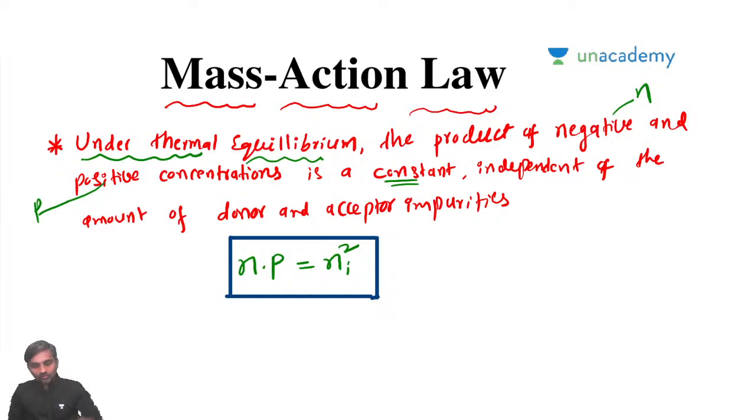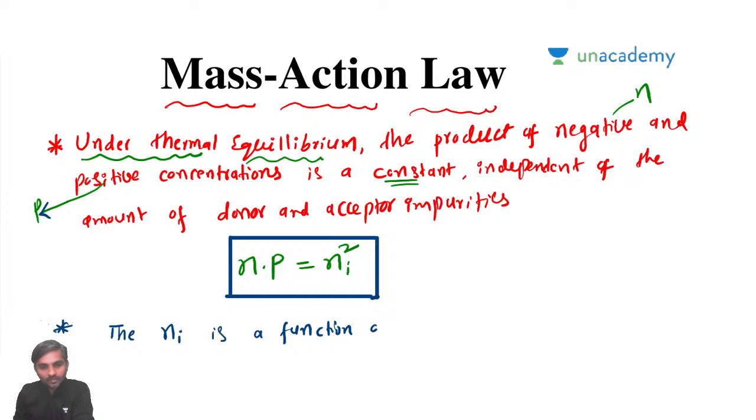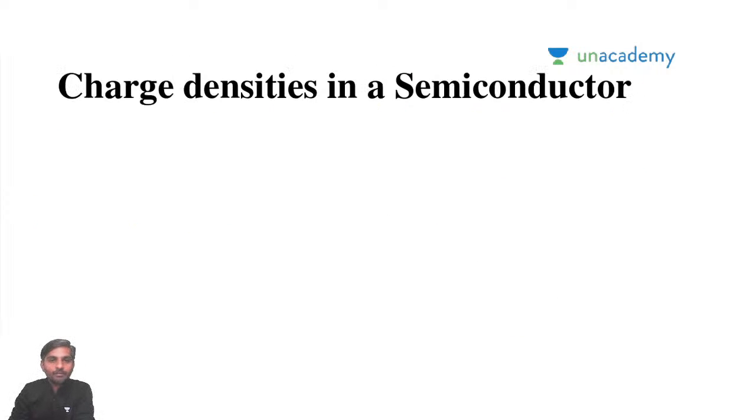From this you should remember that ni, the intrinsic concentration, is a function of temperature. It means ni depends on T. So how does it depend on temperature?